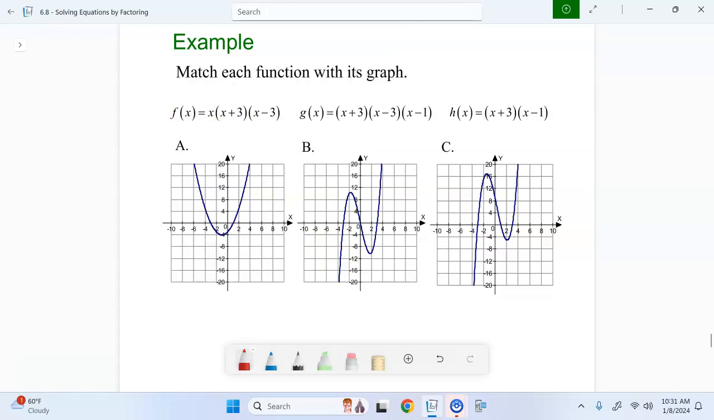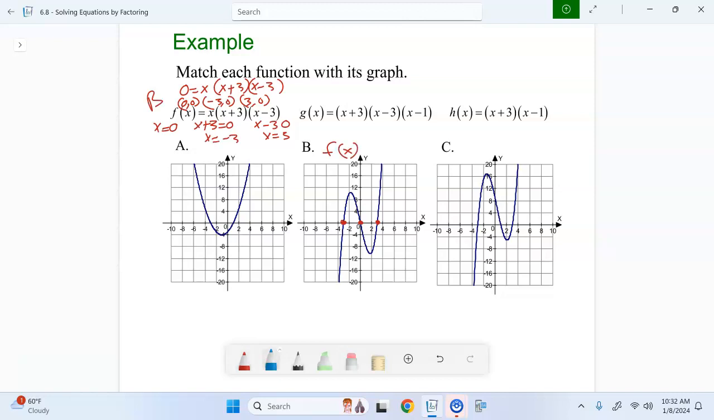And so we'll take our equation, set it equal to 0, and then we'll solve for each of those. If x equals 0, x plus 3 equals 0, x minus 3 equals 0, we get x values of -3, 3, and 0. And so we have intercepts of (0, 0), (-3, 0), and (3, 0). Well, the graph that has all of those is graph B. So we know that f of x is going to be B.